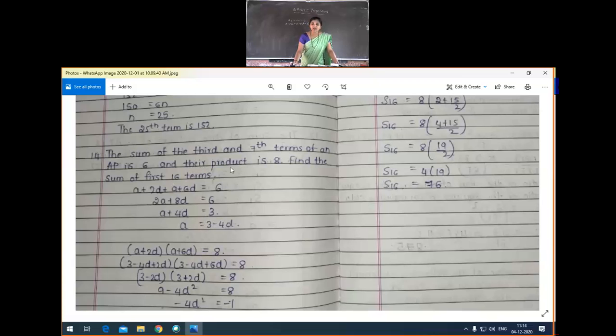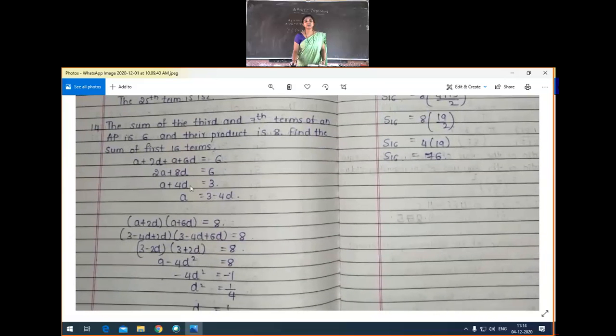And their product is 8. A3 into A7 is equal to 8. Their product, in the sense that the third term and seventh term's product is 8. The third term is actually A plus 2D. The seventh term is A plus 6D, which is equal to 8.